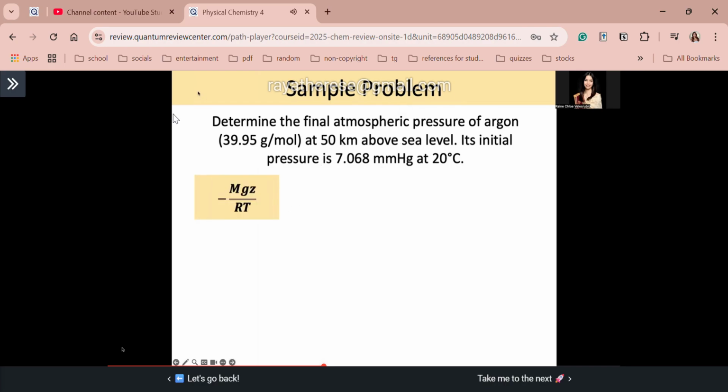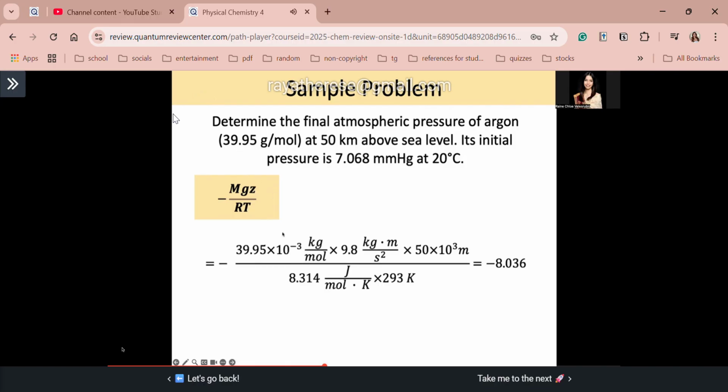So guys, hanapin muna natin si negative mgz over RT. Okay. So as we solve, we get negative 39.95 times 10 to the power of negative 3. So guys, convert that into kilograms ang gram. Okay. To ensure that the value for negative mgz over RT is in SI units, times gravity 9.8 kilogram times meter per second squared times the Z. This is your column height, guys. Column height. That is 50 times 10 to the power of 3 meters. So we convert kilometer to meters. Divided by the universal gas constant.